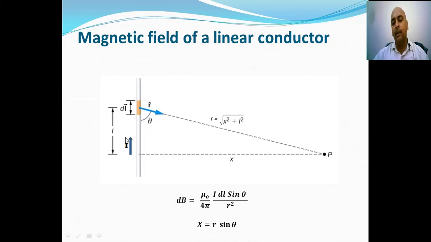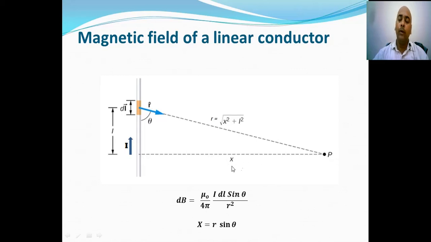The current that flows into the conductor is I. We have to find the magnetic field at point P due to the current flowing into the conductor. The observation point where we have to calculate the magnetic field, that is point P, is at radial distance capital X from the line or from the conductor. Radial distance means this is the minimum distance between the line and observation point P.